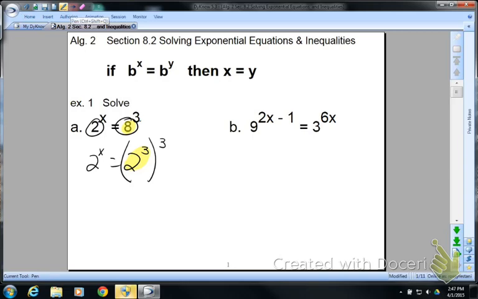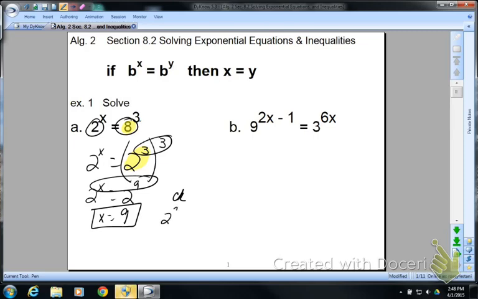Now, power of a power, we do what with the exponents? We multiply. So that's 2 to the x power is equal to 2 to the 9th power. Now that our bases are equal, we just drop the bases and put our exponents equal to each other. So x is equal to 9, and that is the answer. Now we can check this very easily by plugging it back into the original problem.